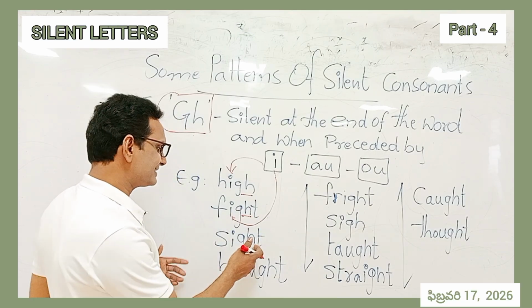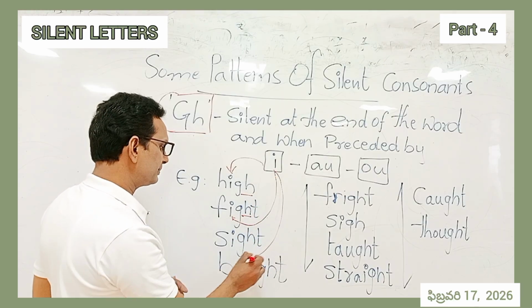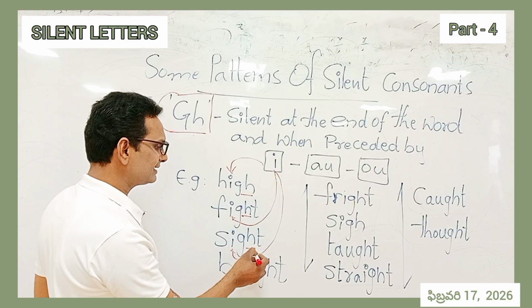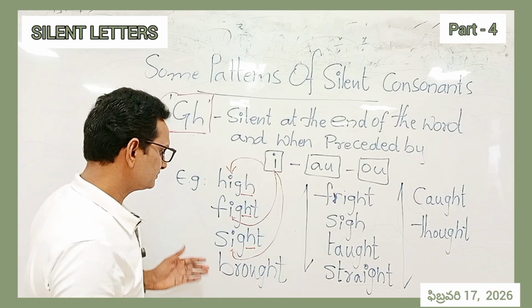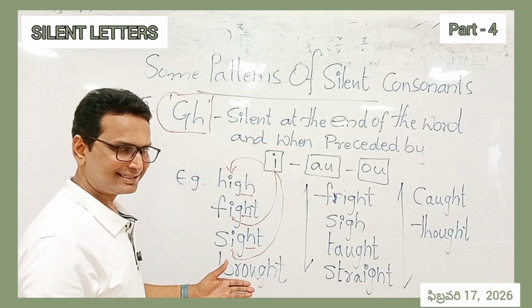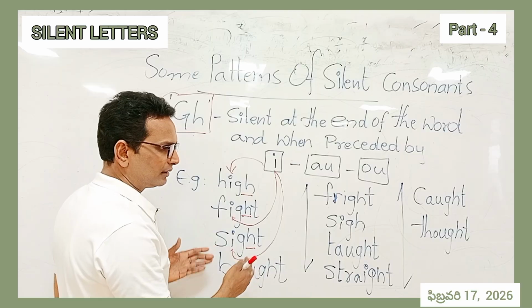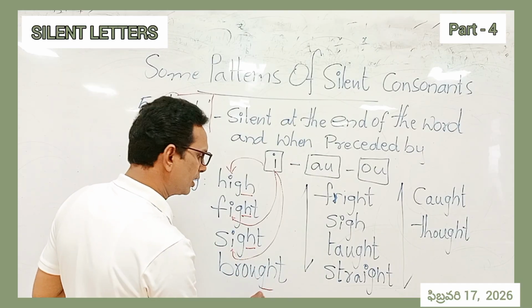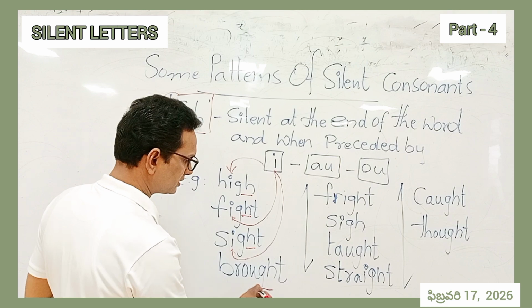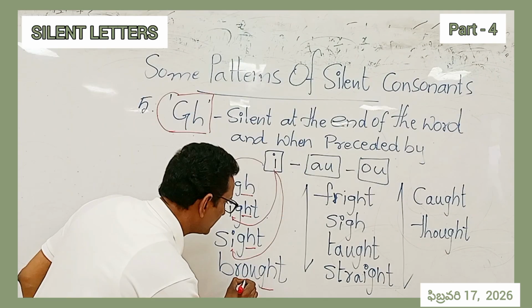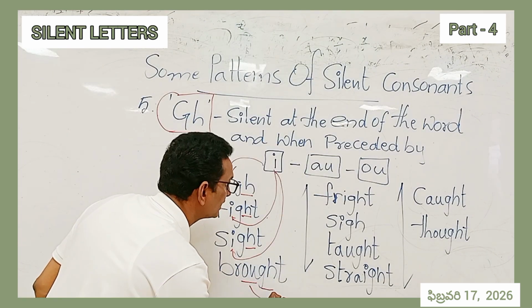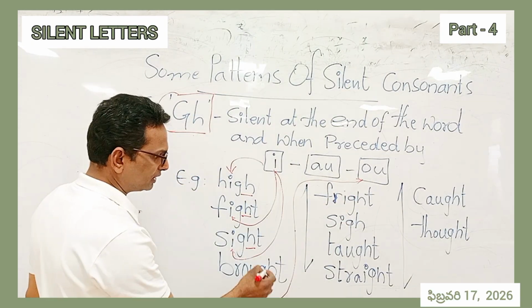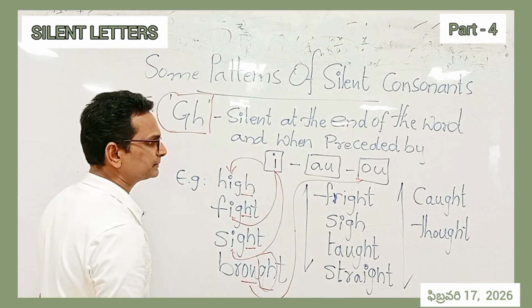Next, SIGHT. Again, I appears here. Then SIGHT, GH is silent. Now BROUGHT. It is the past participle form of bring. It's not "bro-gut", it's "brought", because look at this point, OU is present. So, preceded by OU, GH is silent in this particular word.